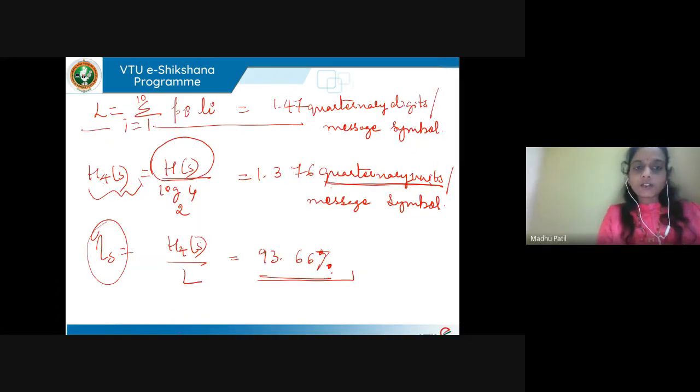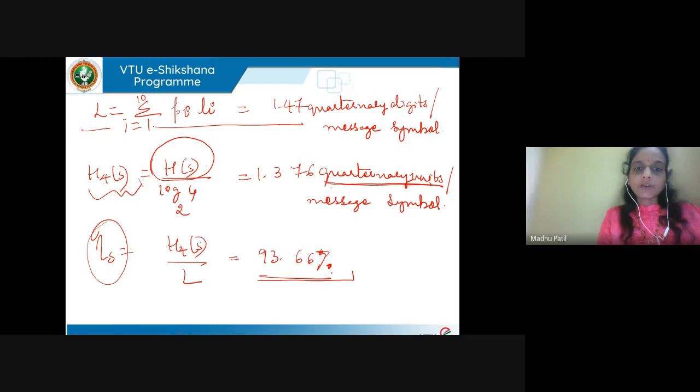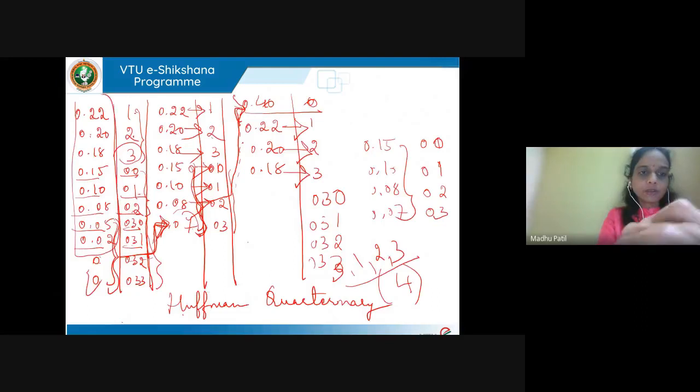Now, H of S has to be calculated based on the PI log 1 by PI equation. That gives me H of S, divided by log 4 to the base 2. That gives me H4 of S. Once I have H4 of S, I can calculate the efficiency as H4 of S by L. To calculate H of S, we have to use the same equation, PI log to the base 2, 1 by PI, where these are the probabilities that are being used.